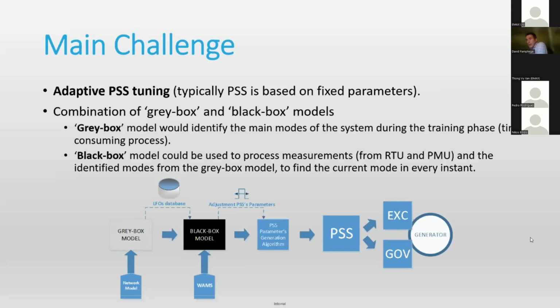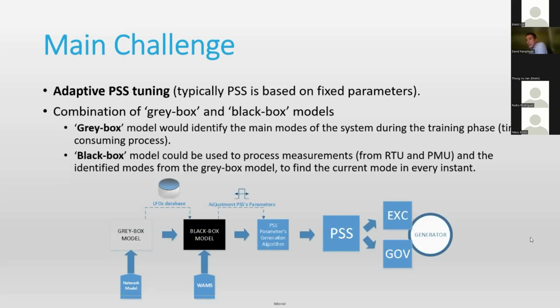So because of that, we are proposing a combination of gray box and black box models. The gray box model will allow to identify the main modes of the system during a training phase that will be performed offline because it will be a time-consuming process. And then we will have a black box model that, by using machine learning techniques and by getting the output from the gray box model and also real-time measurements from remote terminal units and phasor measurement units, will allow to find the current mode of the system at every instant.